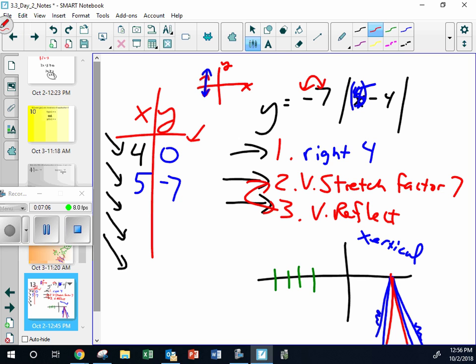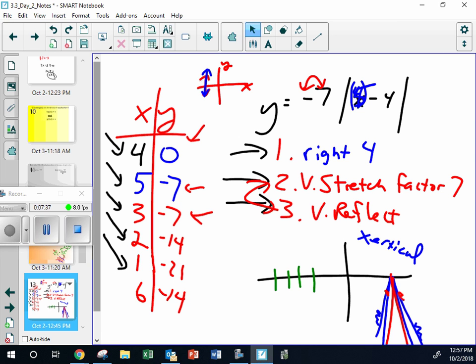I bet somebody put in 3. And if you did, you get -7 also. And these are kind of cool because they're like mirror points that go on both sides like this, across from each other. Okay? And then how about 2? If I put in 2, I'd get -14. And if you put in 1, you get -21. And if you put in 6, you should have had -14 again. There's a list of points. Connect the dots. You can really connect the dots, can't you?